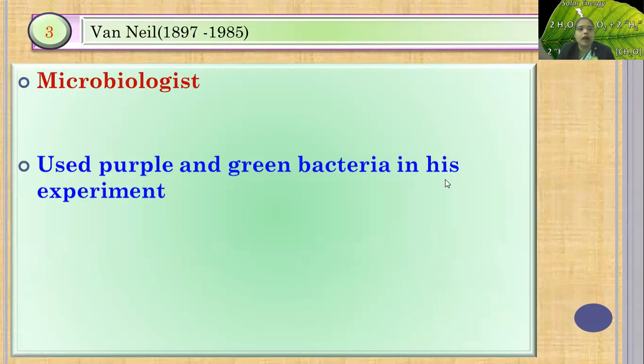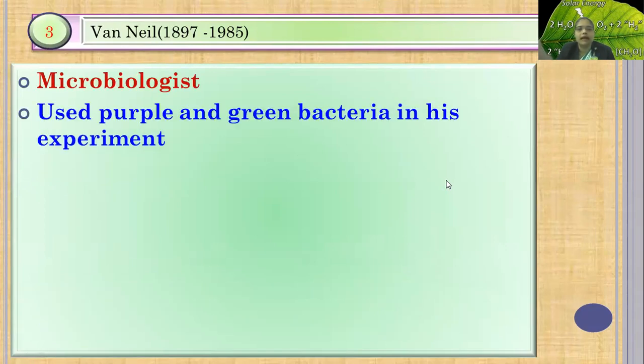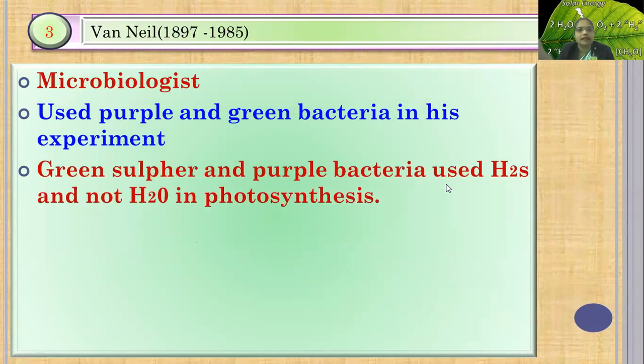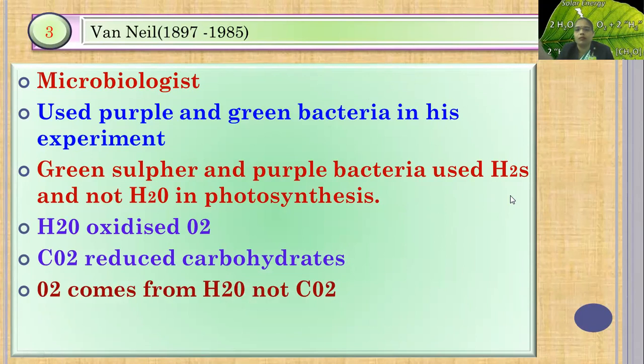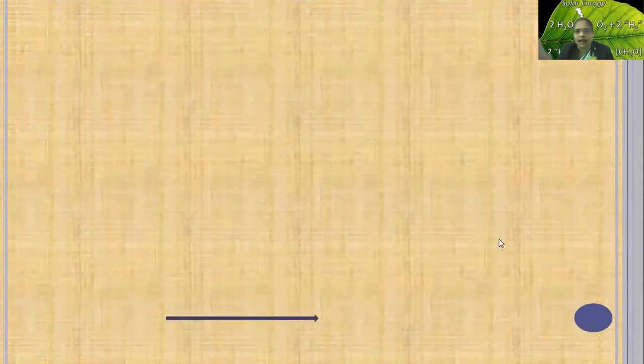Van Niel was a microbiologist who used purple and green colored bacteria in his experiment. Green sulfur and purple bacteria used H2S and not water in photosynthesis. So water is oxidized into oxygen and carbon dioxide is reduced to carbohydrates. Oxygen comes from water and not from carbon dioxide. So the scientist Van Niel proved this experimentally.